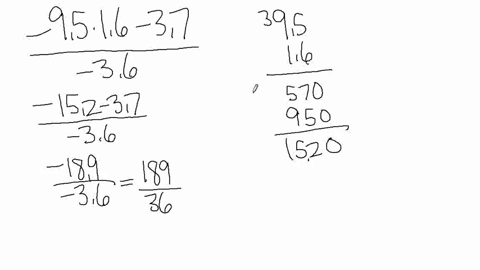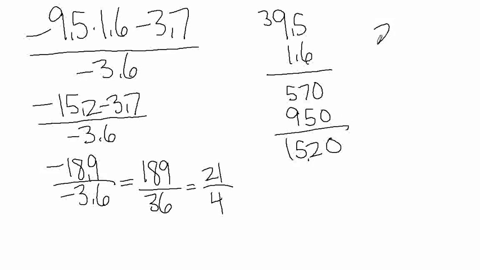And before we do long division, let's reduce the fraction. Let's divide the top and bottom by some number. I'm going to divide the top and bottom by 9. So 189 divided by 9 is 21. 36 divided by 9 is 4. So 21 over 4. Now that is equal to the answer.